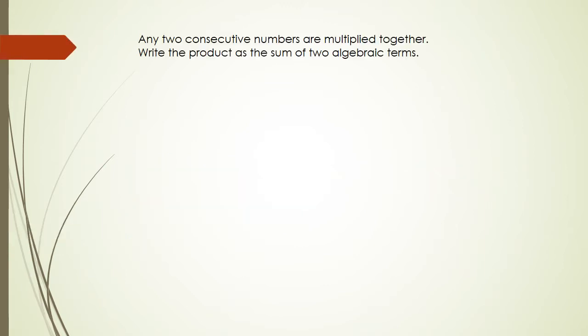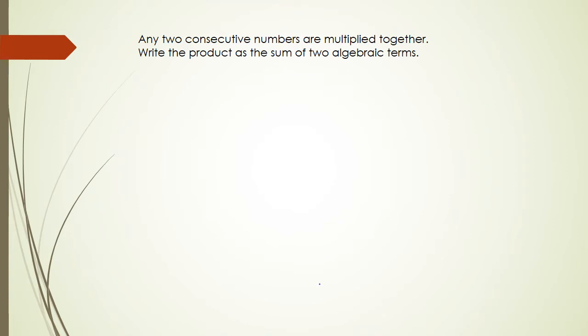All right, so basically what we have is any two consecutive numbers are multiplied together. Write the products as the sum of two algebraic terms. So I guess the first thing you really want to do is assign a letter to a number. I hope I didn't confuse you guys.